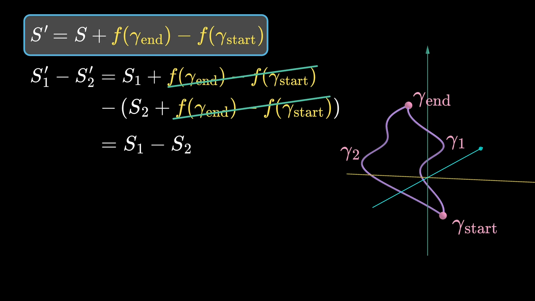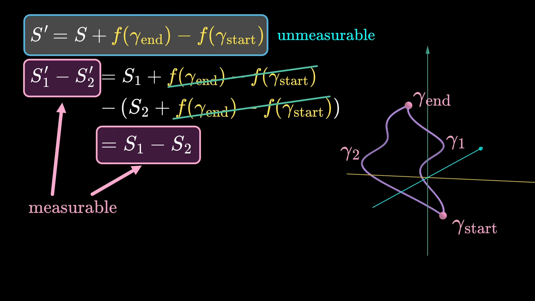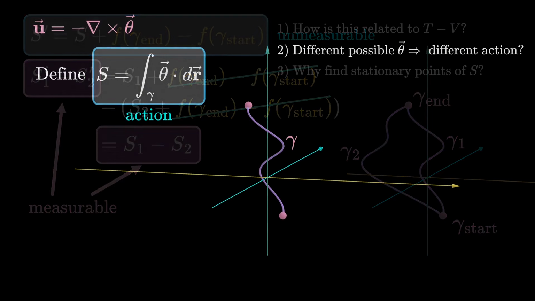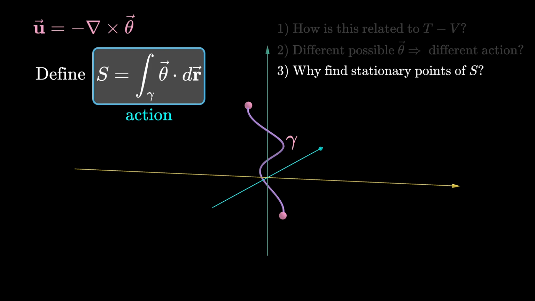This leads to an important concept. The action itself is unmeasurable because it can take on infinitely many values by choosing different functions f. On the other hand, the difference in action is measurable. It doesn't depend on our choice of vector potential. This answers our second question. S itself depends on theta, but difference in S does not. This answer naturally leads to the third question on the action principle.